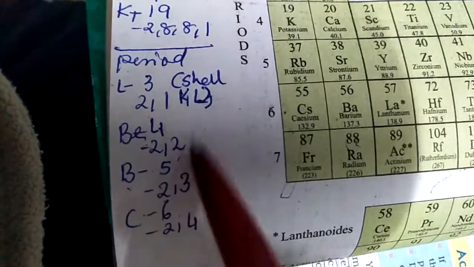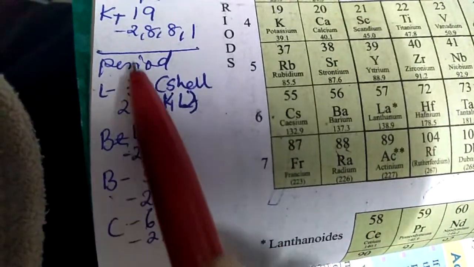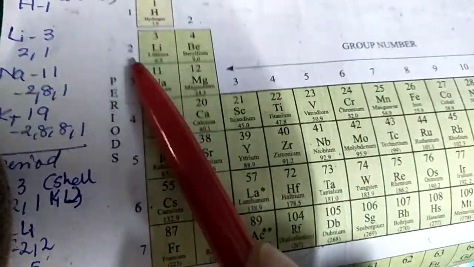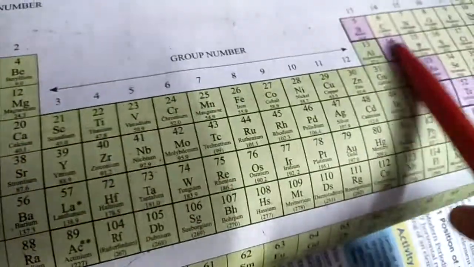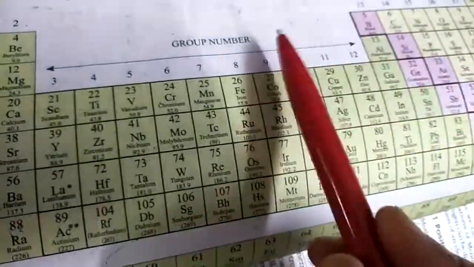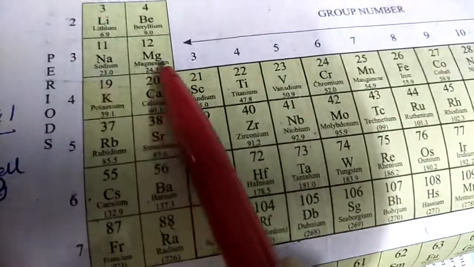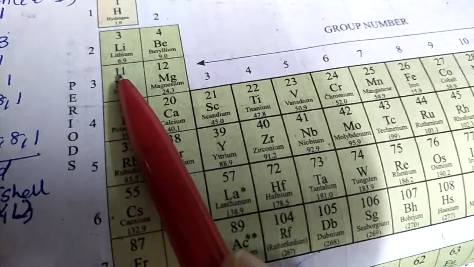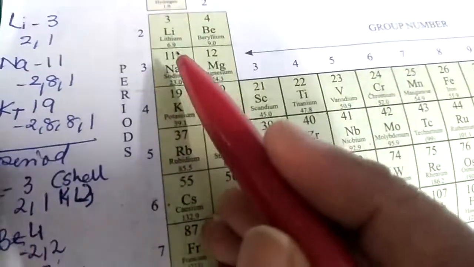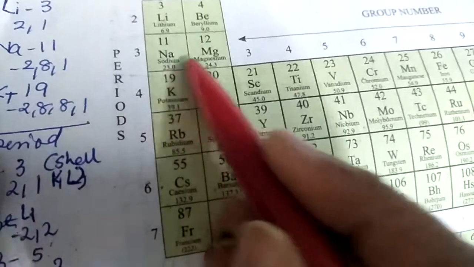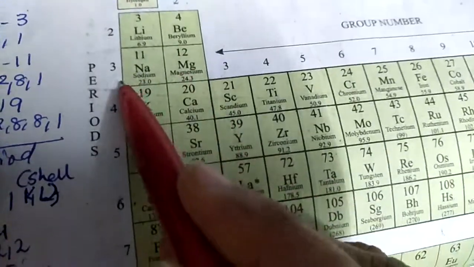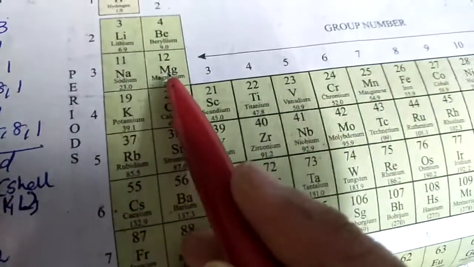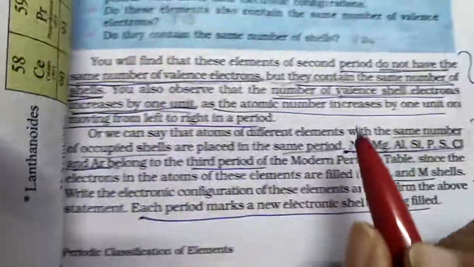Okay, now here there are only 2 shells involved, K and L, in the entire period as we go from left to right. Now if you go to the third period, here you have Na as 11. So the shells will be 2, 8, 1. So 3 shells are there. Again here it will be 2, 8, 2. So K, L, M, 3 shells here. Okay. So in a period we have the same number of shells.